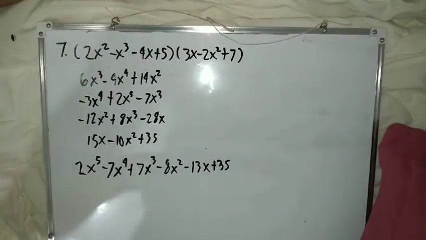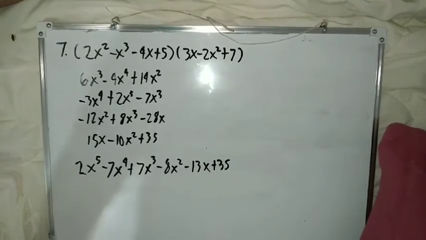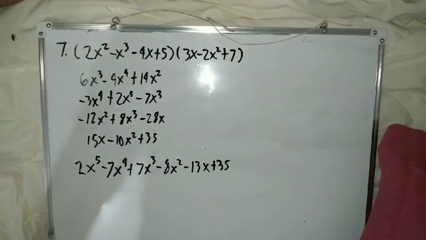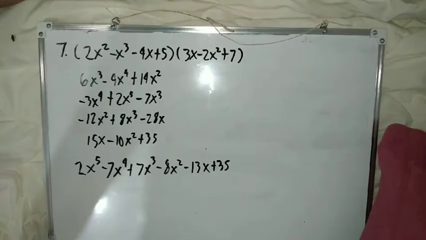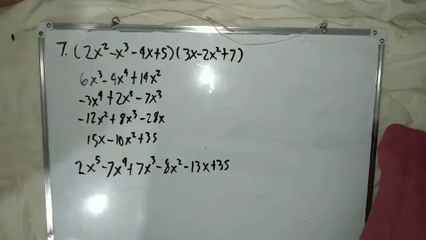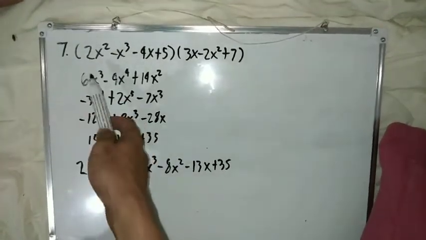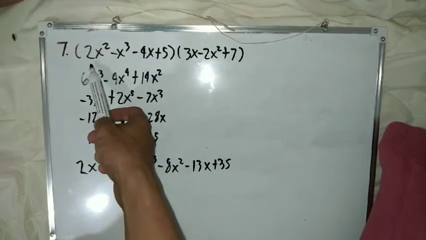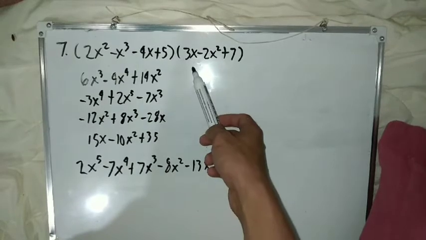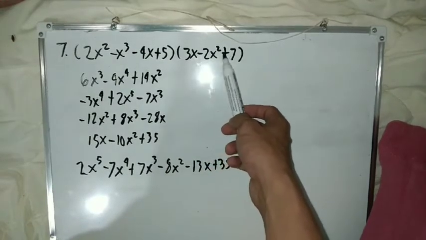So here's problem number 7. Multiply the quantity of 2x squared minus x cubed minus 4x plus 5 by the quantity of 3x minus 2x squared plus 7. So just simply multiply each term to the other side, for example, 2x squared multiplied to 3x minus 2x squared plus 7.